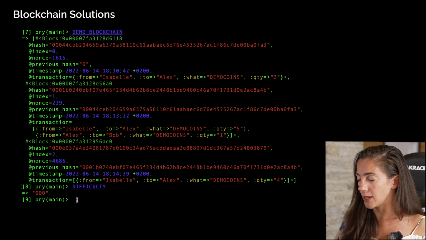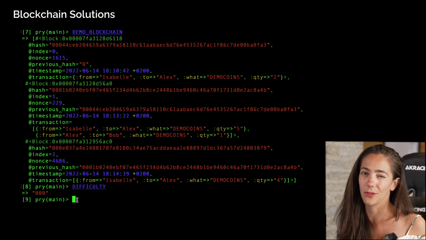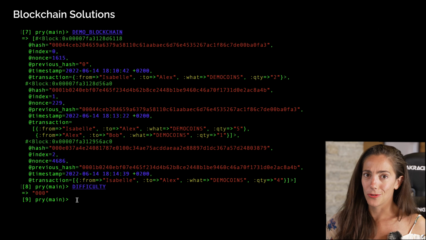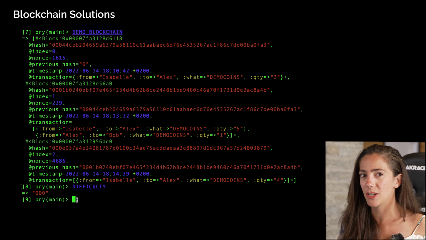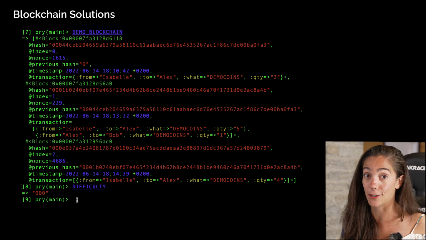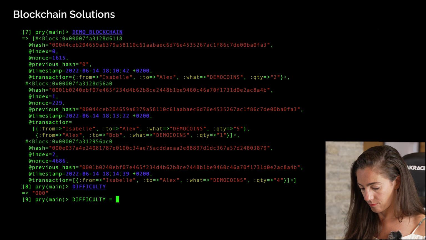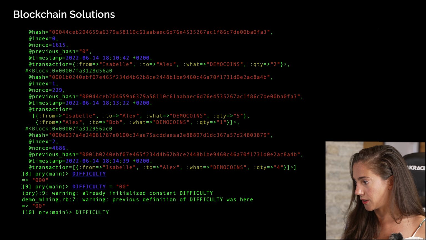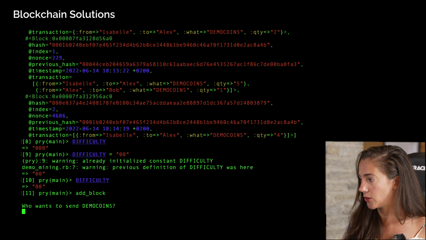So let's look at what happens if I decrease the difficulty. If I only ask for 2 zeros, as some of you may imagine, my nonce will probably be smaller because I will need fewer trials in order to have a hash that starts with 2 zeros. So I'm going to do this. Okay, so let me check that the difficulty is 2 zeros.